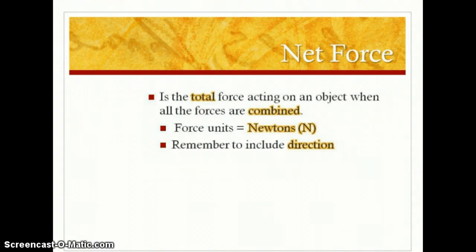The next slide is talking about net force. Net force is the total force acting on an object when all forces are combined. Key word there is all forces are combined. Force units are known as newtons. Go ahead and highlight newtons. And remember to include direction. Very important, so we're going to highlight that as well.